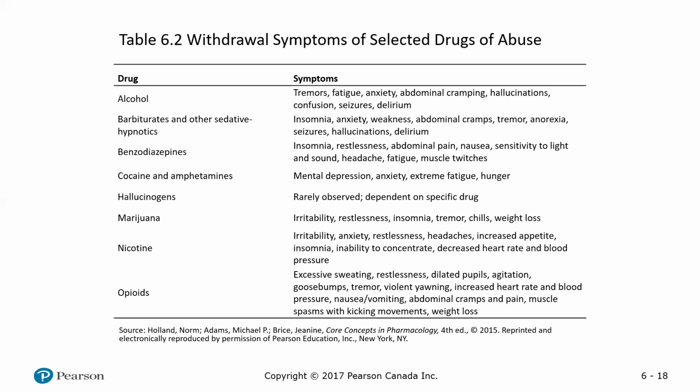Nicotine: irritability, anxiety, restlessness, headaches, increased appetite, insomnia, inability to concentrate, decreased heart rate, and decreased blood pressure. Last but not least are opioids: excessive sweating, restlessness, dilated pupils, agitation, goosebumps, tremor, violent yawning, increased heart rate and blood pressure, nausea, vomiting, abdominal cramps and pain, muscle spasms with kicking movements, and weight loss.